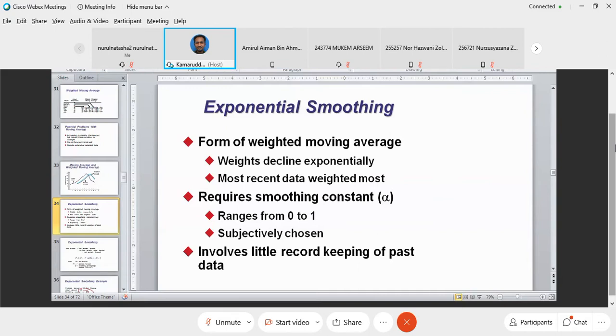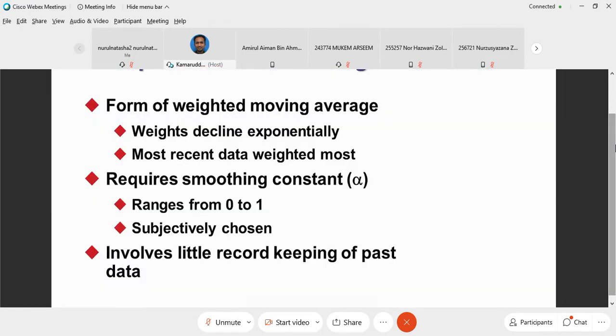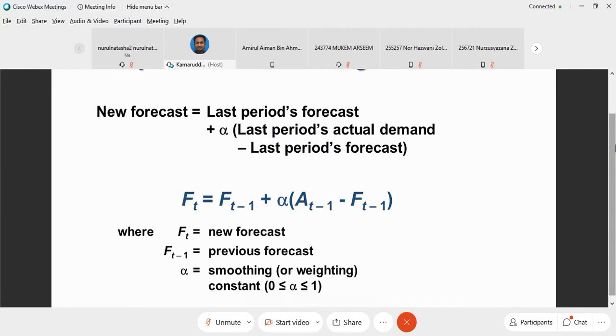The advantage of exponential smoothing is that it only requires a little record of the past data in order to use this forecasting technique. So this is the formula for exponential smoothing.